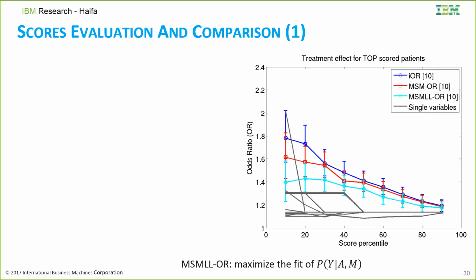Okay, and then to test whether the scores actually do what we would expect them to do, we plotted these graphs. Here on the x-axis is the score percentile, this one looking at the total score of the patient. So for example, these are the patients in the top 20 percentile of the score. These are the patients that the score, whatever score we are looking at, predicts to benefit most from using the drug. And these are the odds ratios observed in the data.